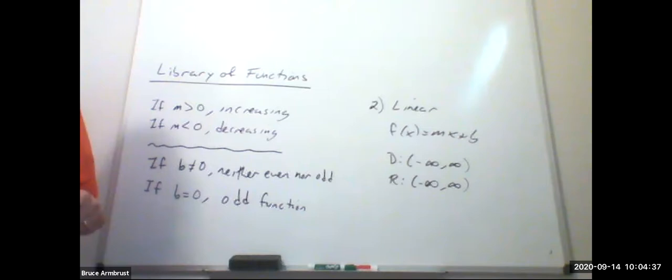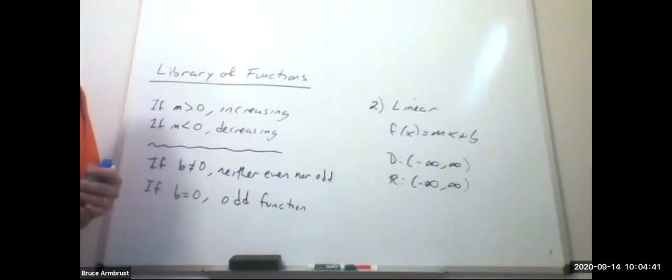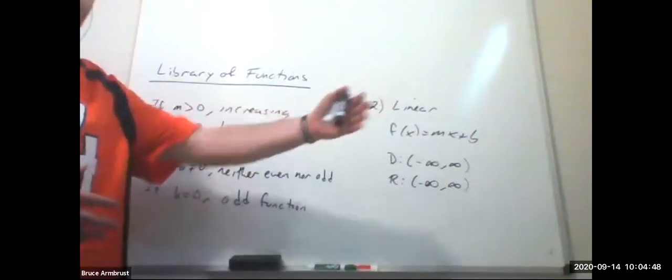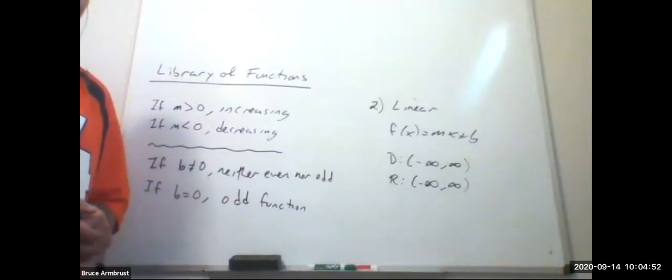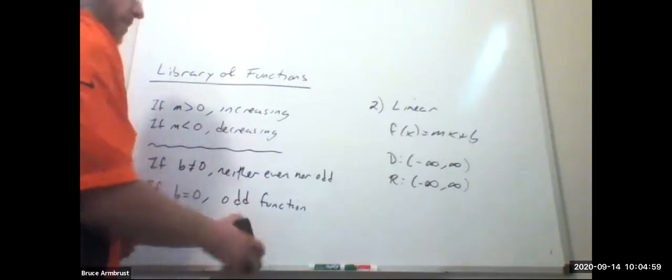Lines are never even, which should make sense, because if you think about even, you'd have to have some sort of a turnaround, and lines don't do that. Lines just continue going in whatever direction they're going forever. They never turn around. All right, cool. So there's lines.